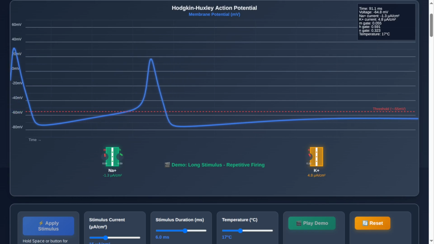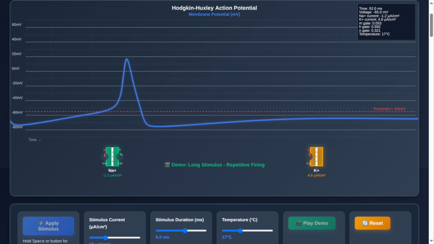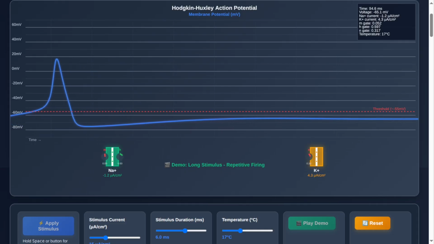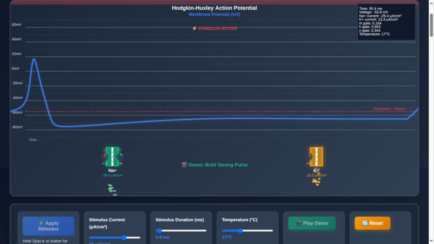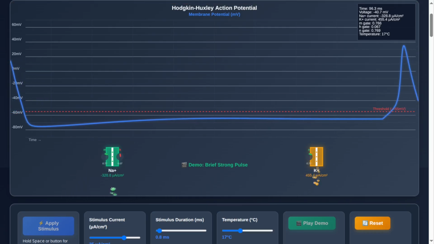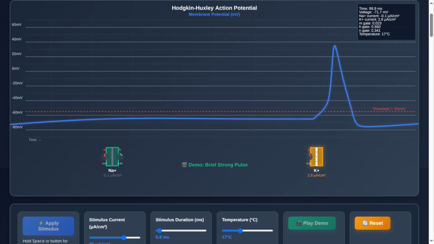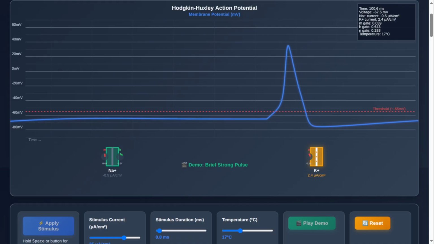The potassium channels are a bit different. They just have the one activation gate controlled by N. But the key thing is these N gates open more slowly than the sodium M gates. Ah, a delay. Yes, a crucial delay. So as the voltage is high, these potassium channels start opening, letting potassium ions flow out of the cell, represented by orange particles maybe. This outward flow of positive charge brings the membrane potential back down, repolarizing it. Sometimes it even overshoots a bit.